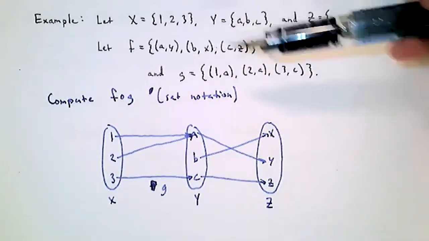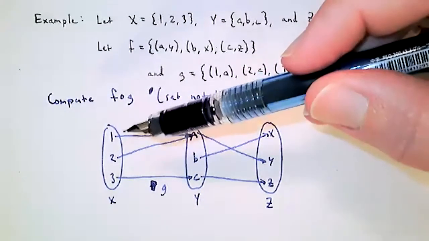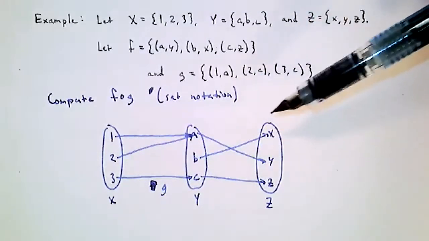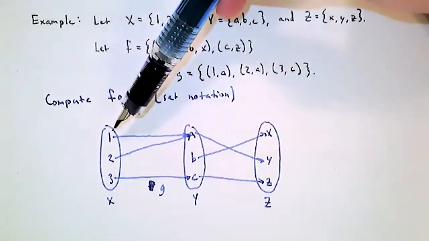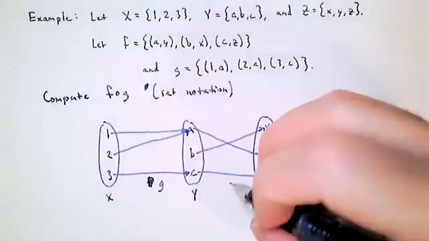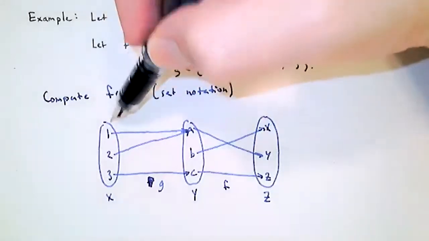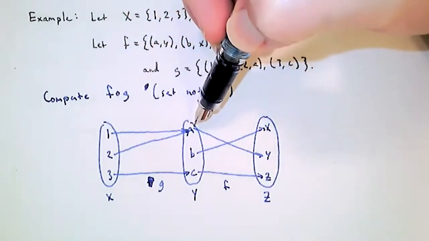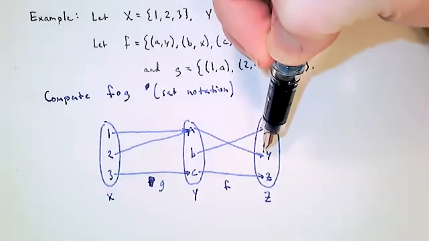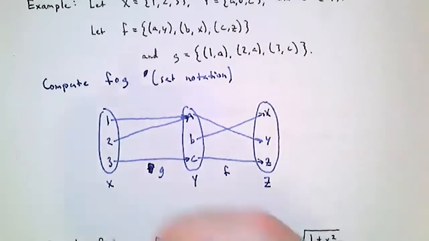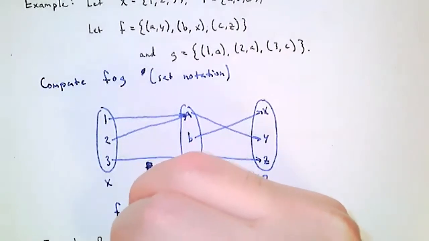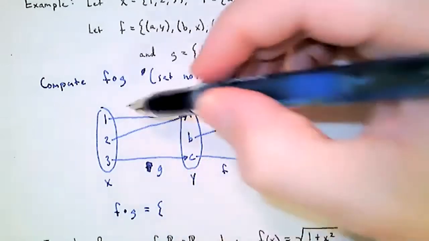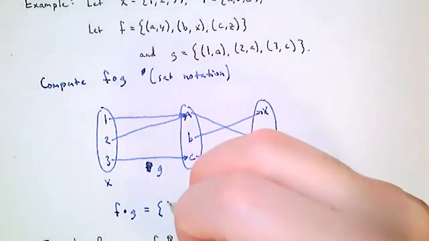And then in order to figure out the composition, we'll follow the arrows from the left, x, all the way over to the set z. So for example, if I want to figure out where 1 is mapped by the composition, I would follow the arrow from 1 over to A, and then the next arrow down to Y. So maybe I'll start writing my set now for the composition. 1 gets mapped to Y.